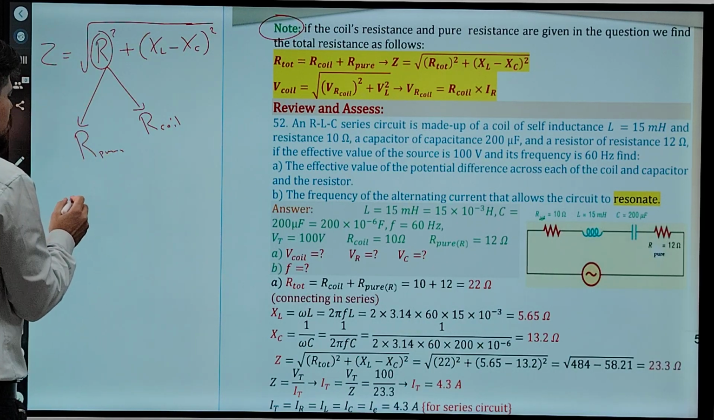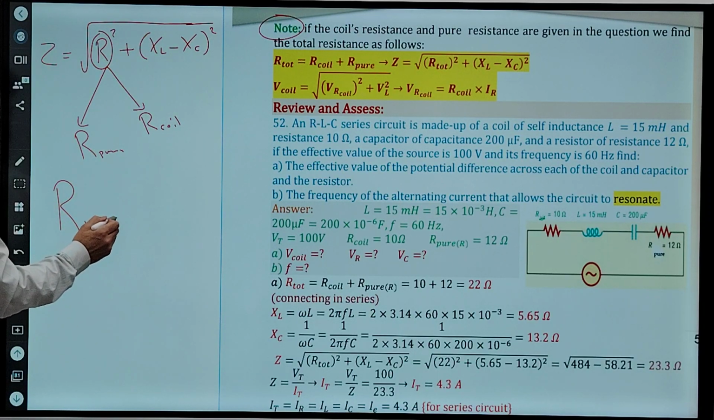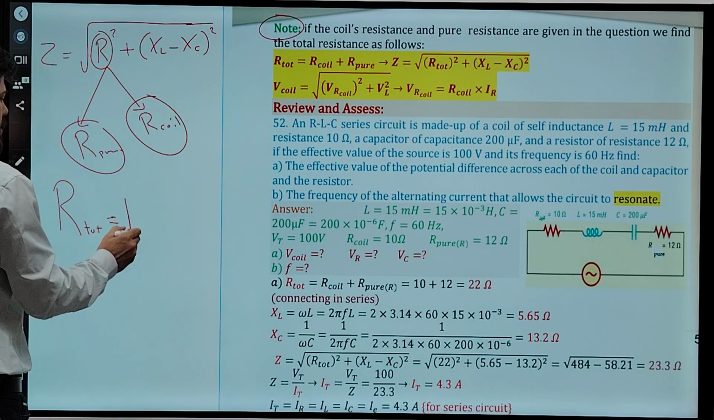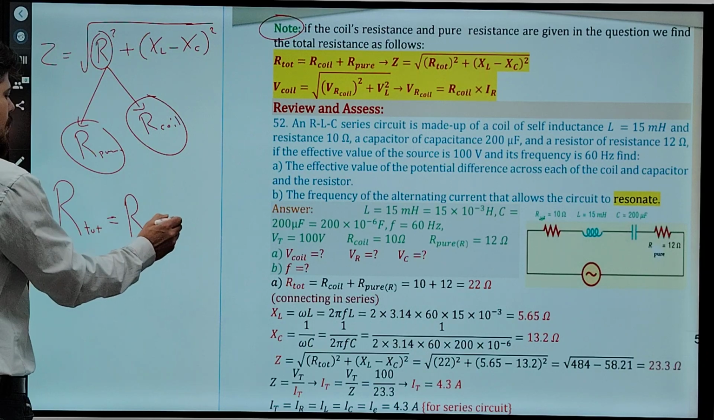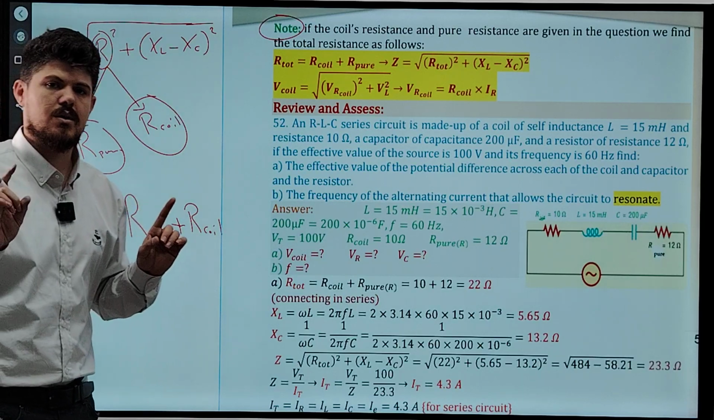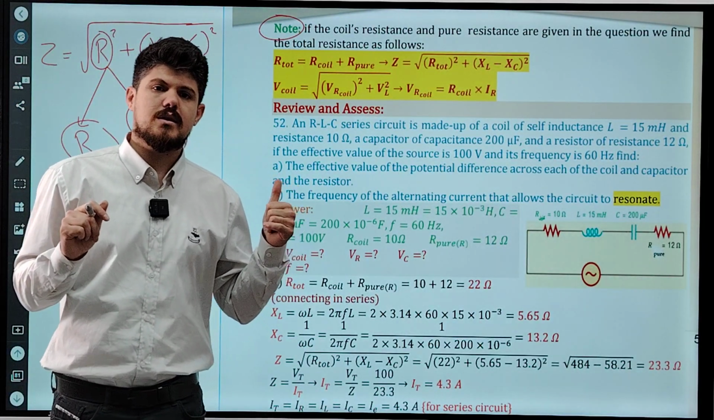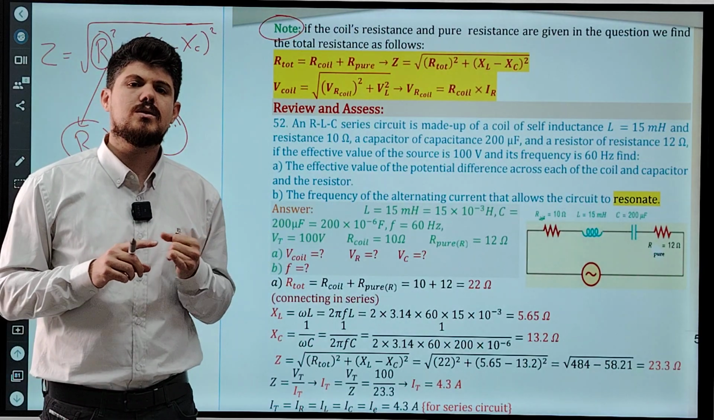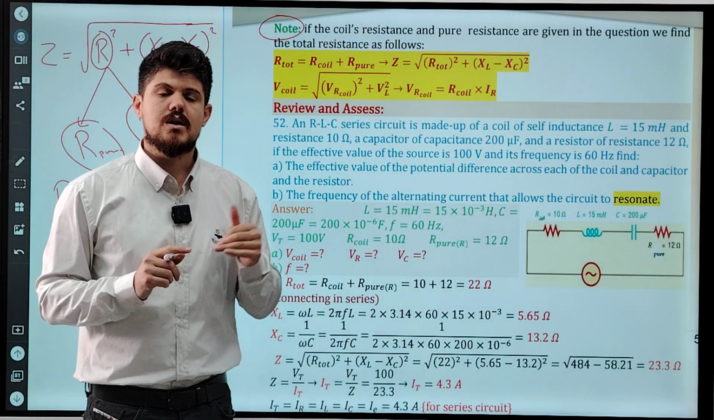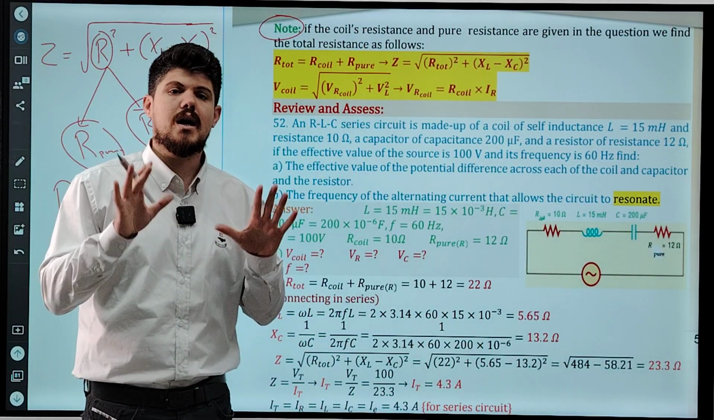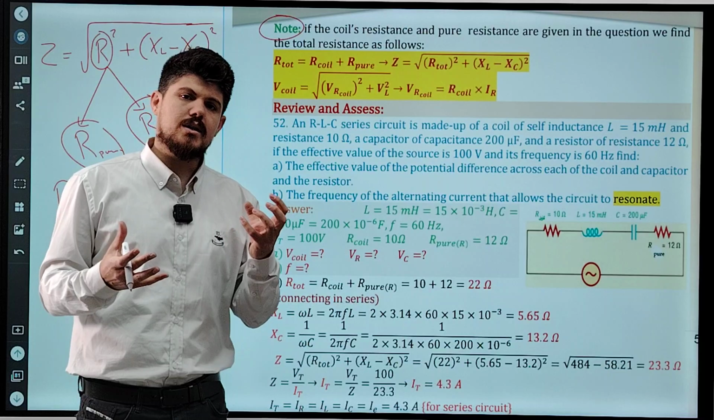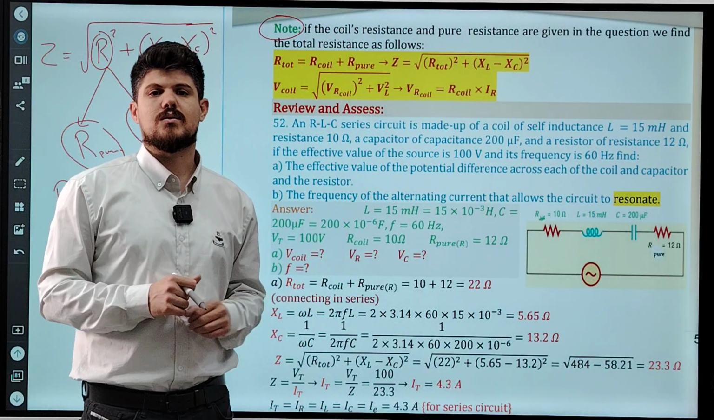How can you find the total resistance? Total resistance is equal to the sum of what? The pure resistance and the resistance of the coil. Is equal to what? The resistance of the pure resistor plus the resistance of the coil. This is a very good point. Be careful, please. The resistance in the equation of total impedance is not the resistance only of the coil and is not the resistance only of the pure resistor. This resistance is the total resistance. How can you find the total resistance? By adding them: the resistance of the coil and the resistance of the pure resistor.